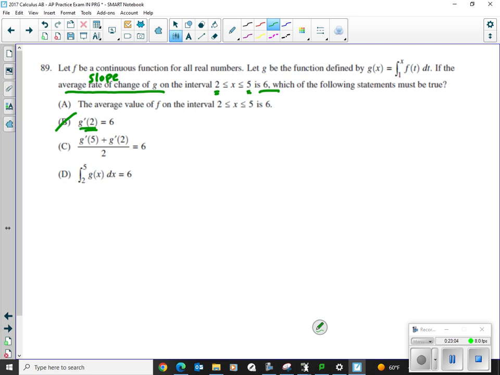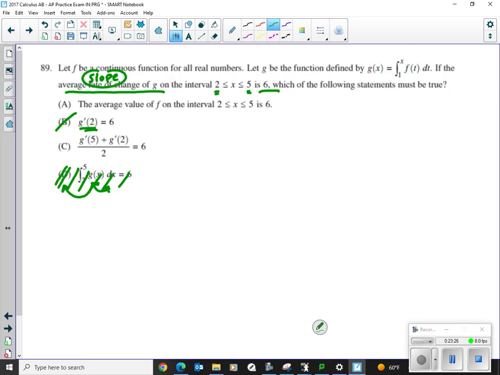This is not finding the derivative or slope of g. That's actually what g would be the derivative of, which is weird. It's not this one. Okay? It's not that one either. Okay? So it's either A or C.